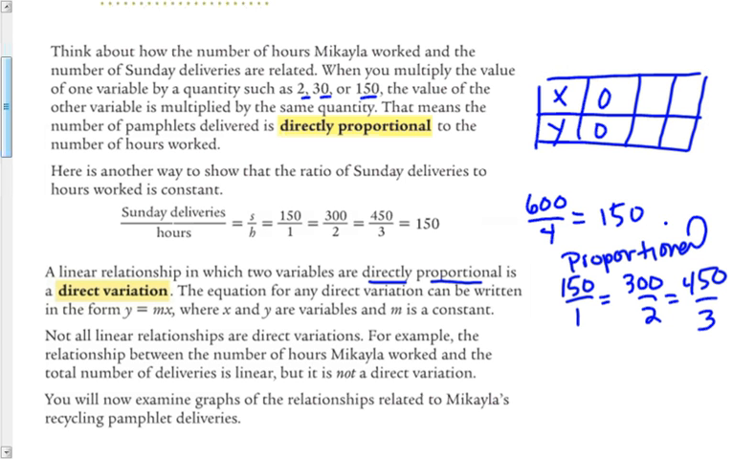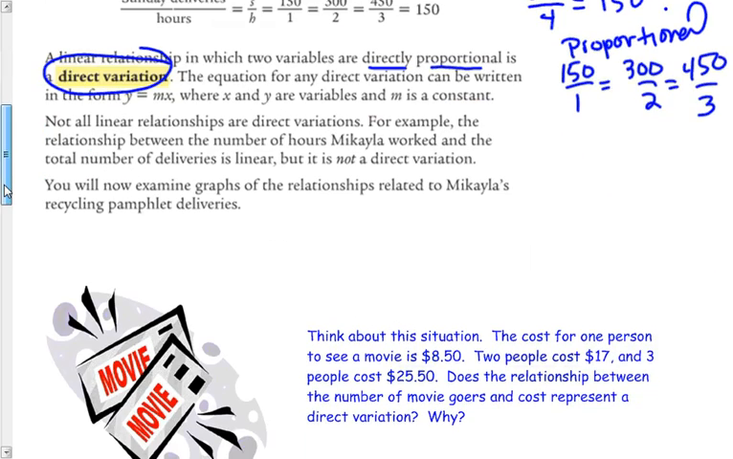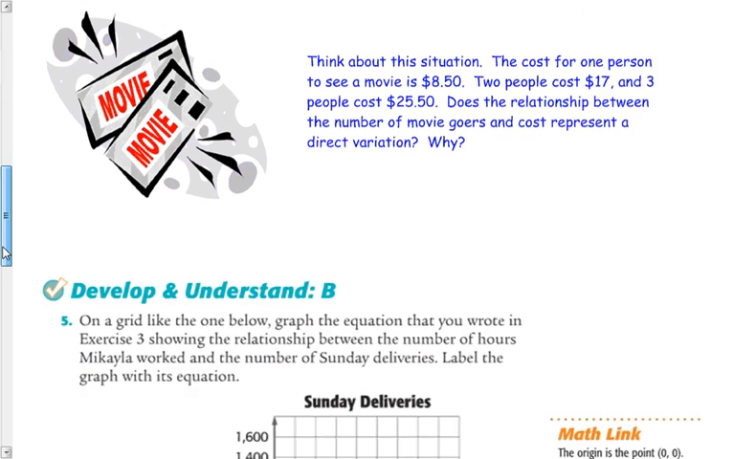So let's say we have x is 1 and y is 5. If x is 2, y would have to be 10 to be proportional. If x is 3, y would have to be 15. So if I divide y by x, 15 divided by 3, I get 5. 10 divided by 2, I get 5. 5 divided by 1, I get 5. Okay? In order for that to happen, we always have to start at 0, 0. That's called a direct variation. Okay? What we're going to do is study situations and try and determine whether or not they're a direct variation.